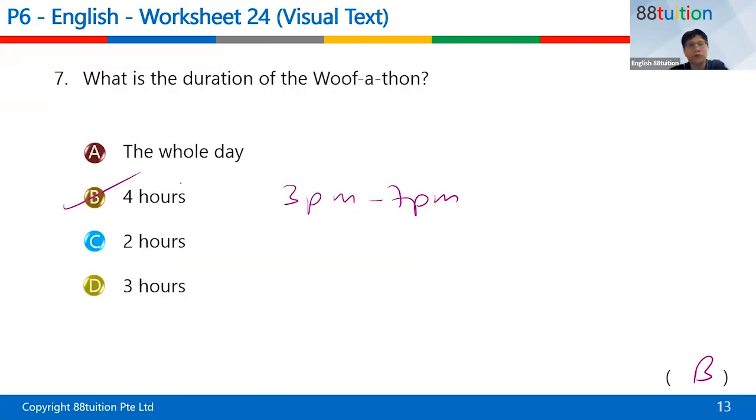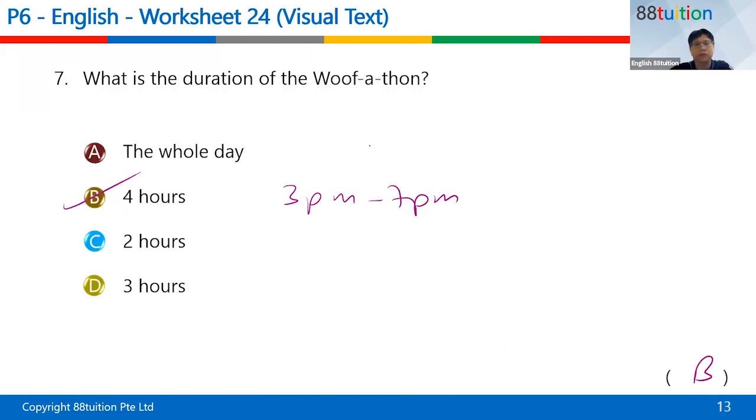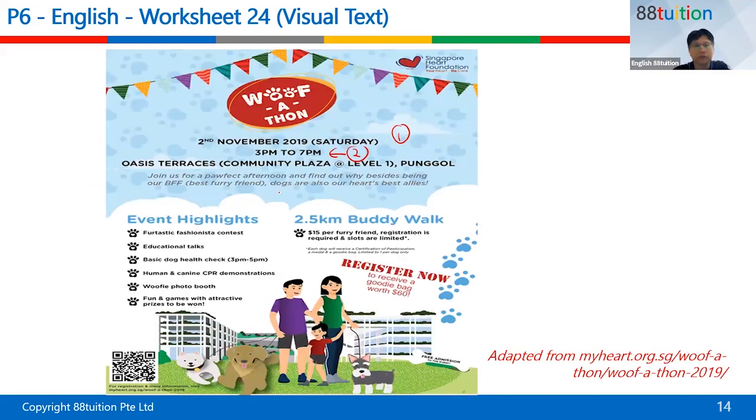What is the duration of Wolferton? 4 hours. Why? It's 3 to 7 p.m. It's stated here, see? So this is number 1. This is number 2. Correct? Sorry about that. So it's 4 hours. Okay? Next.